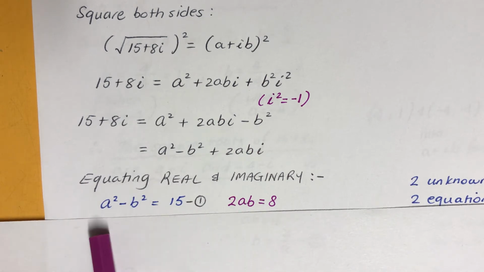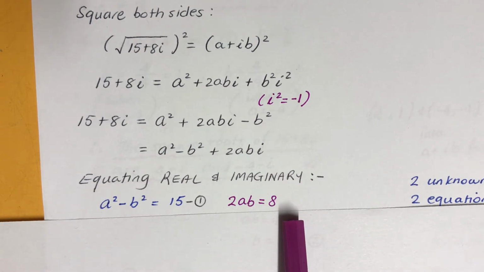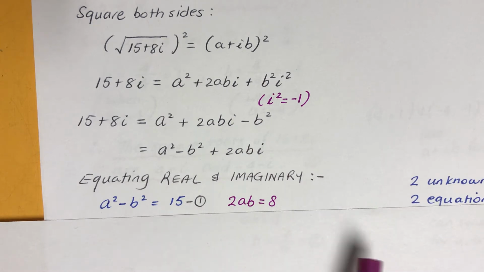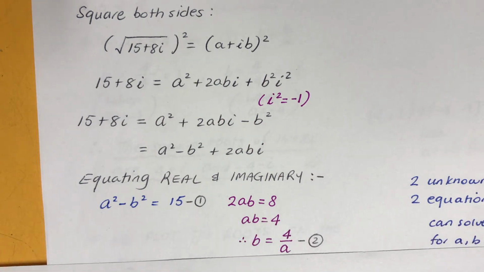So I'll get two equations: a squared minus b squared equals 15, which is the real part, and 2ab equals 8, which is the imaginary part. We've got two unknowns, a and b, and two equations, so we can solve them simultaneously. So let's have a look.